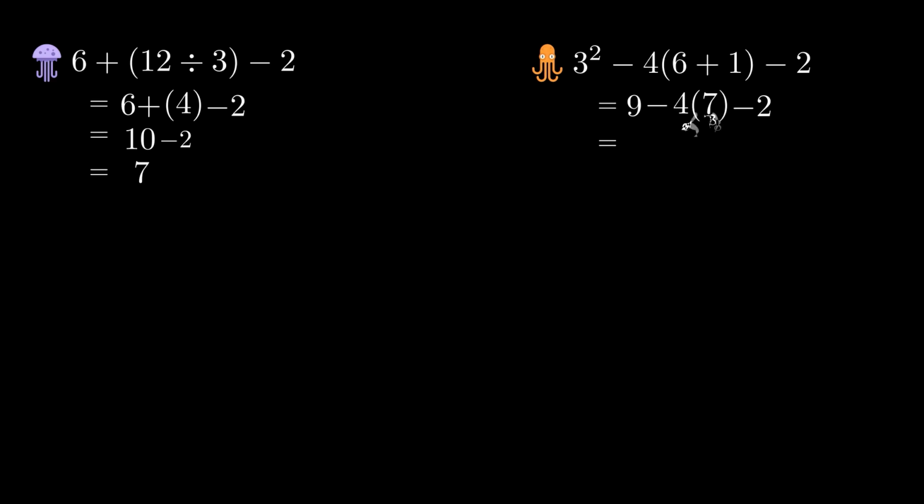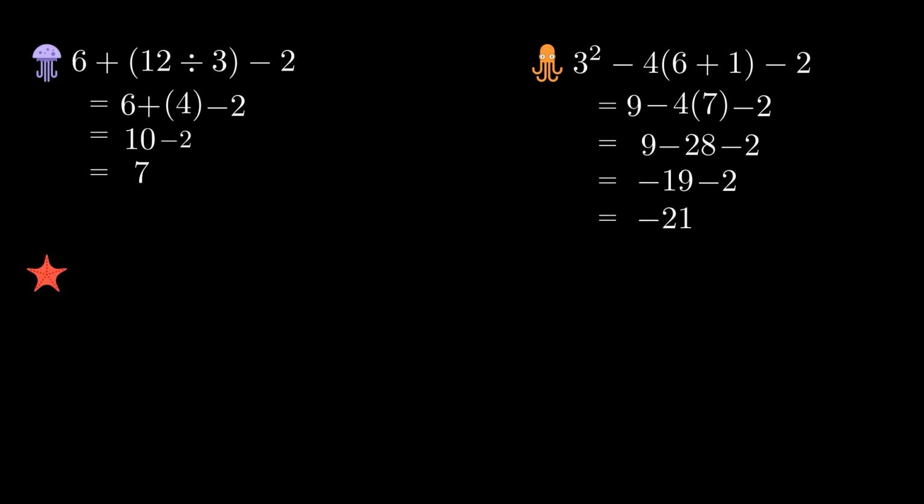We then multiply 4 by 7, which gives us 28. And the rest of the expression becomes 9 minus 28 minus 2. We then subtract 28 from 9, which gives us negative 19. The absolute value of 28 is greater than 9, and that is exactly why the result of 9 minus 28 is negative 19. We then subtract 2 from negative 19, which gives us negative 21.